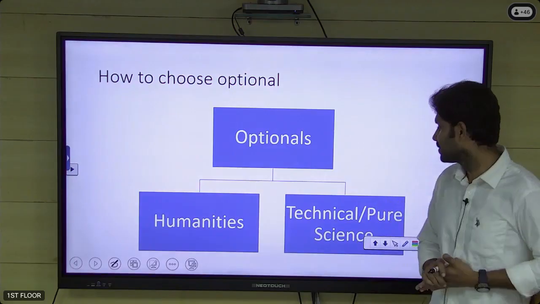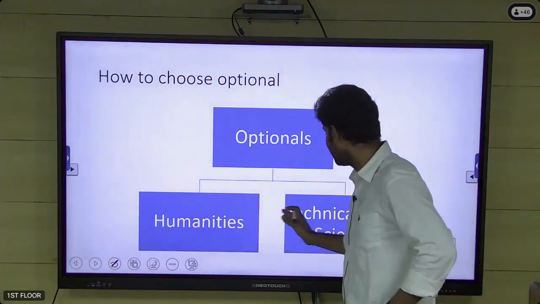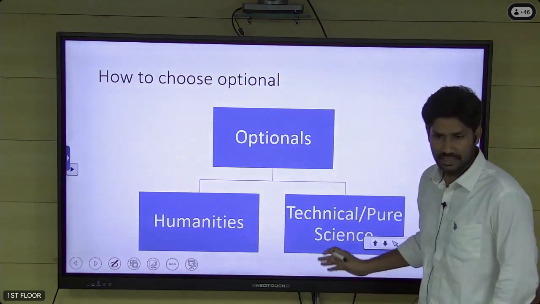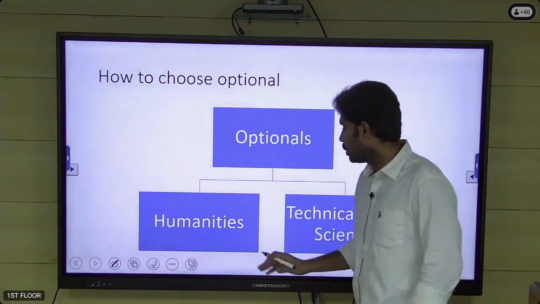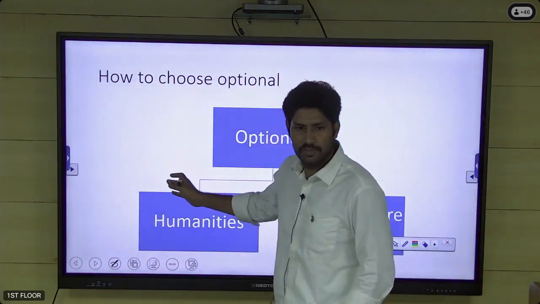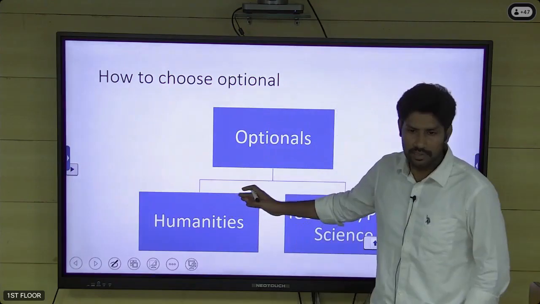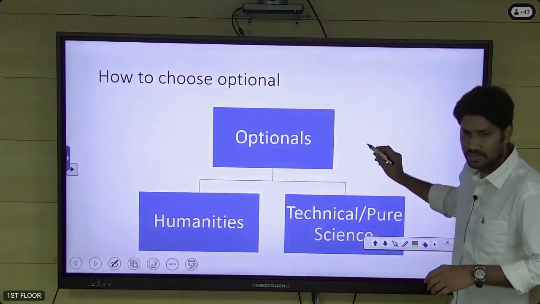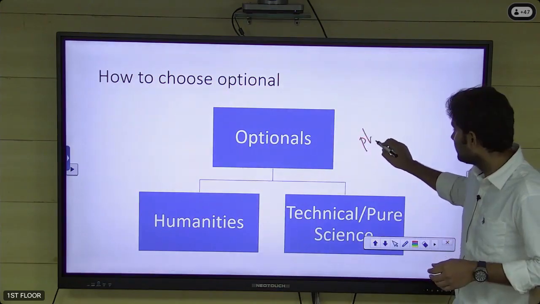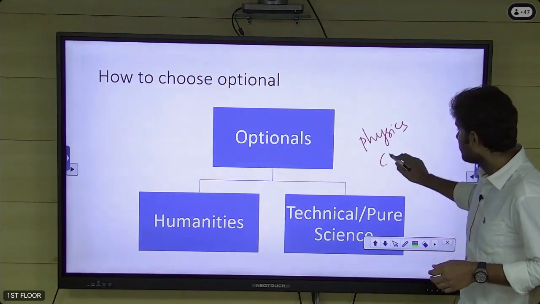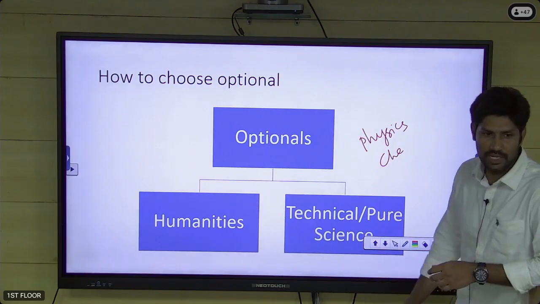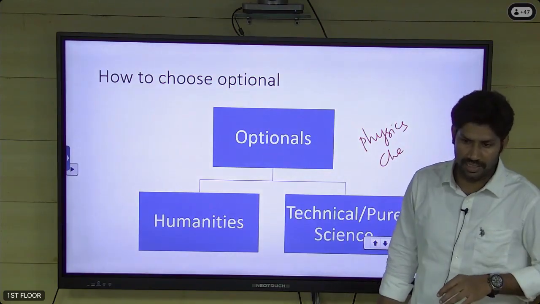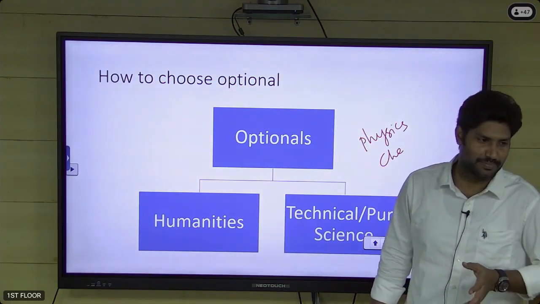There are 2 kinds of optional: humanities and technical subjects, the pure science optionals. The humanities options are mostly sociology, public administration, anthropology. The science-based subjects, physics, chemistry, botany, zoology, come under pure science. Agriculture is not a pure science.